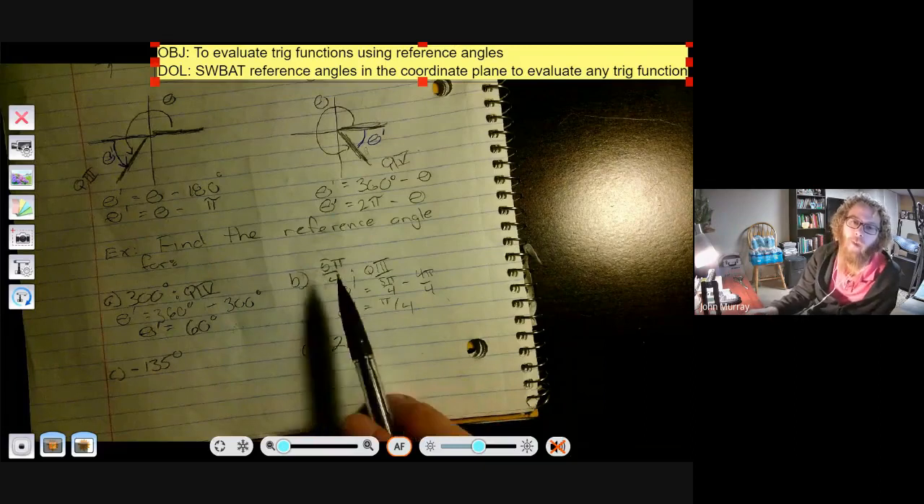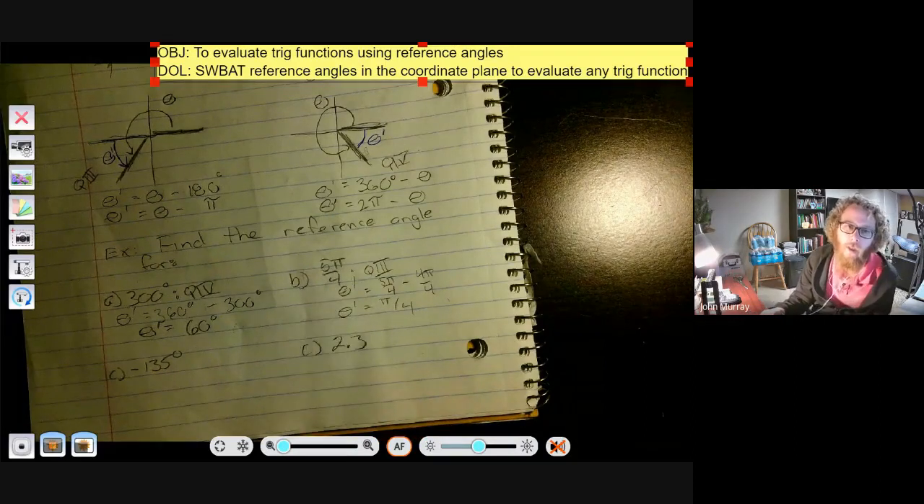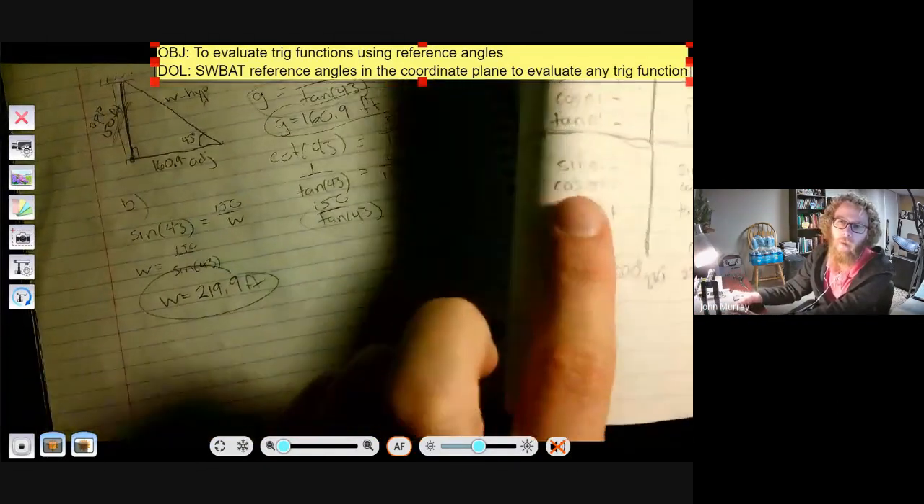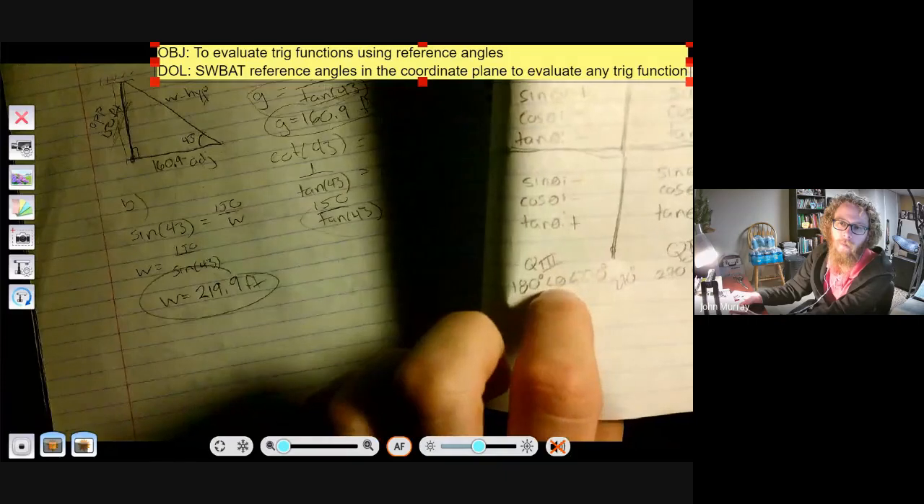Right, so I could use pi over 4 to calculate the sine, cosine, tangent of that. But again, I'd have to apply my signs depending on what I'm doing, sine, cosine, tangent.